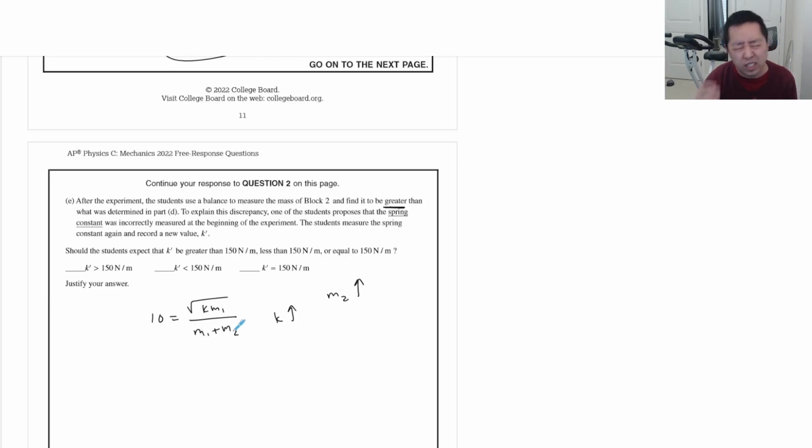Find it to be great. Oh, no, I'm trying to reason out in my head real quick. I'm going to straighten in my head the order of what's happening. Okay. They find M2 to actually be greater than what was determined. Okay. So our calculation for M2, let's just kind of work it out.